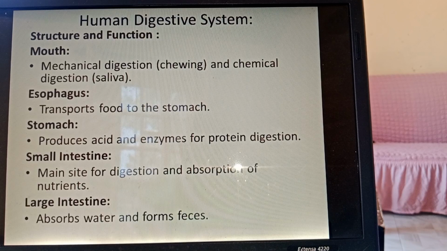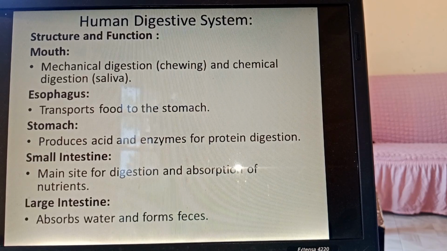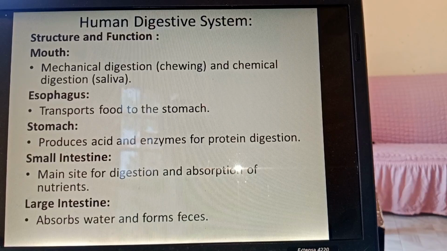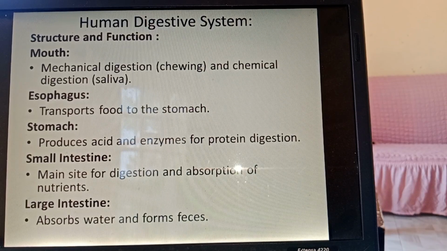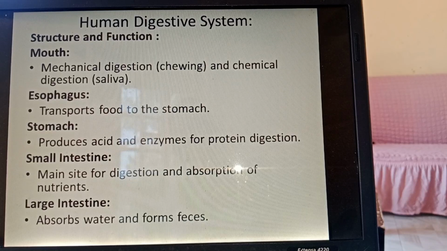Esophagus transports food to the stomach. Stomach produces acid and enzymes for protein digestion. Small intestines are the main site for digestion and absorption of nutrients. Large intestines absorb water and form feces.